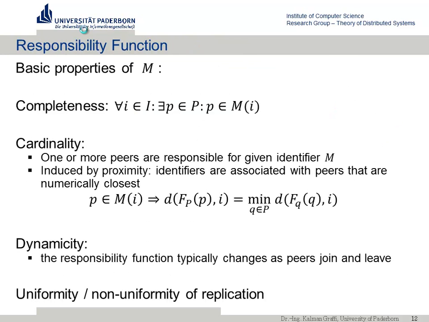So what kind of properties should this function have? It should be complete. That means all IDs, so all resources, should have some responsible peer. No ID should be left alone, basically. And if one or more peers are responsible for a given identifier, then we want to find the peer that is numerically closest. So we want to have basically one peer that we want to use.